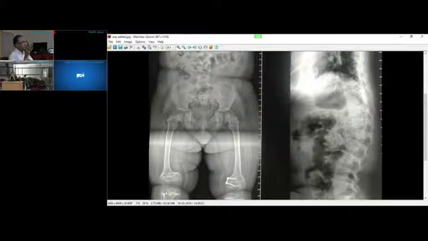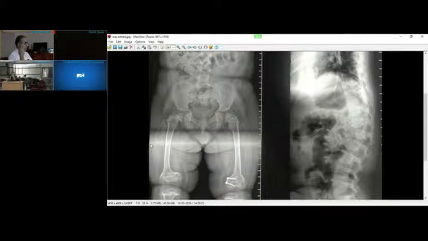Flaring of the metaphysis with sclerosis, which is treated rickets, and then you mentioned flaring, sclerosis and widening. All of this could be rickets, and this is what the problem is. Very often this condition is treated as rickets.